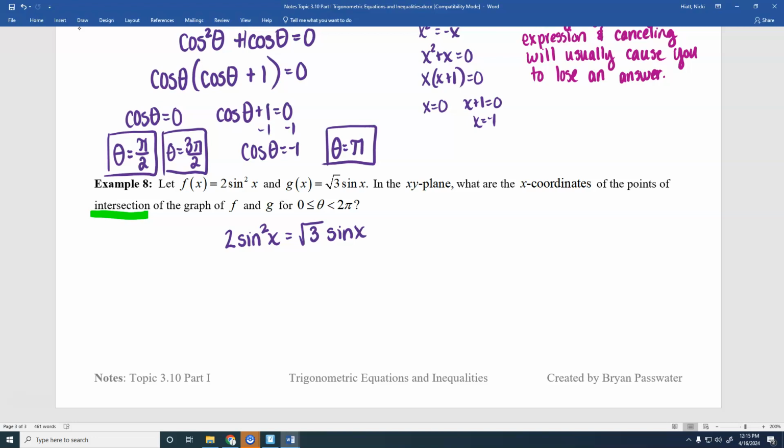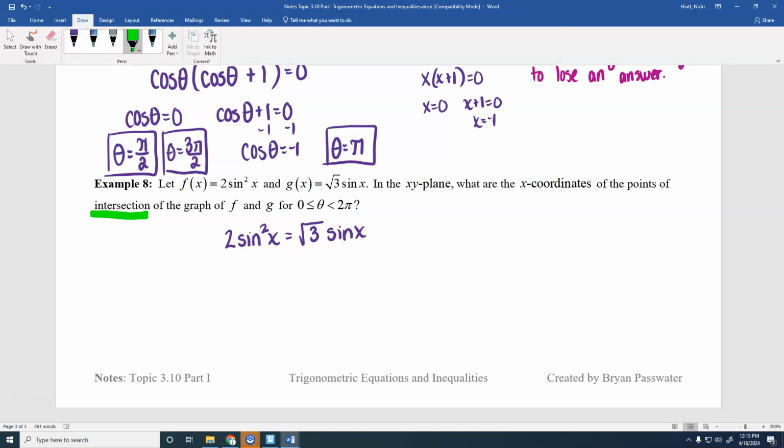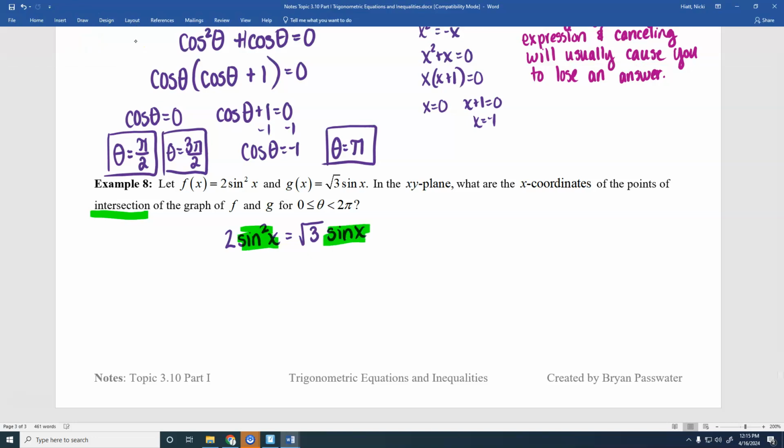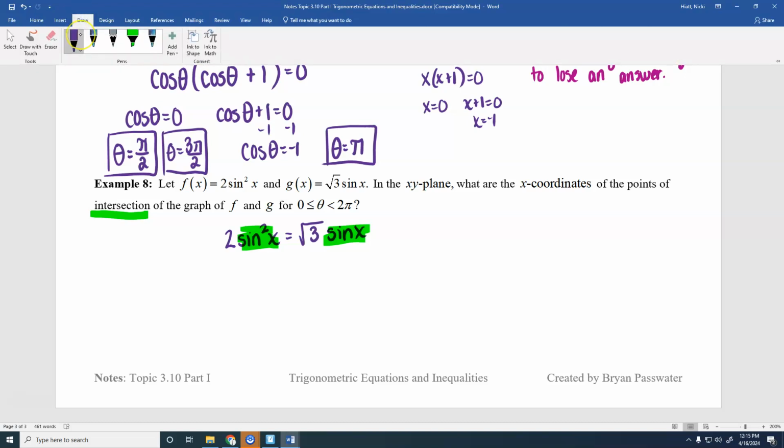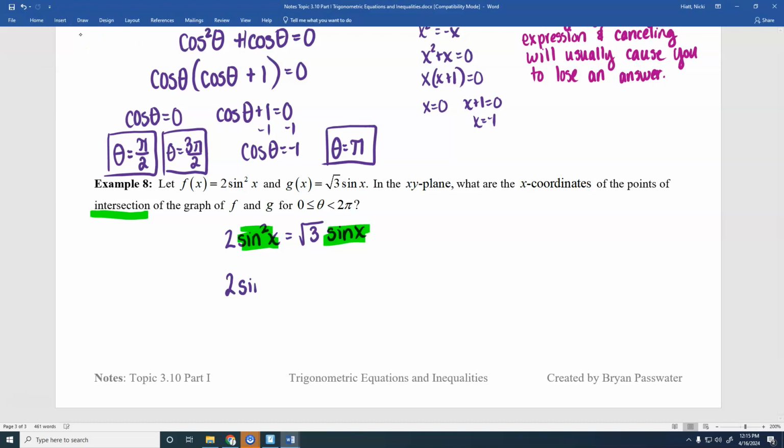And this is a lot like the problems that you were doing for the last couple on your homework last night. It was asking where you had those intersections, so 15 and 16 were the same types of problems. But this one is going to be a little different than those because you've got a sine squared and just a regular sine, right? So if I have a sine squared and a regular sine, what do I need to do? Everything to one side. So I will do 2 sine squared x minus the square root of 3 sine x, and that will equal 0.